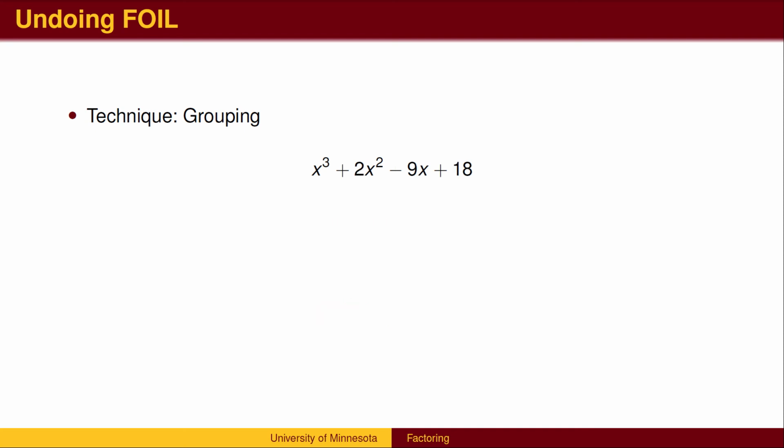Here is an example for you to try. You may wish to pause the video and work out the answer. The first two terms had a common factor of x squared. The second two terms had a common factor of 9, each leaving a factor of x plus 2. Notice that the first factor is a difference of squares and can be factored further. More than one factoring technique may be present in any given problem.